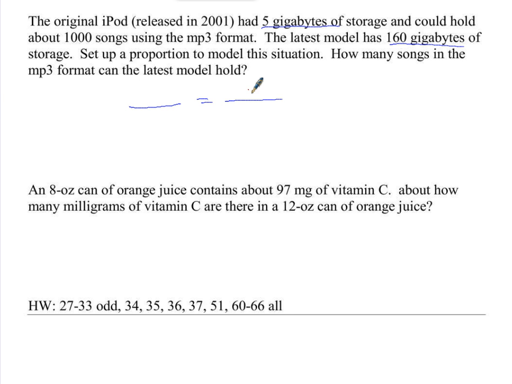All the stuff across the top has to match. You got to be talking about the same type of thing across the top, the same type of thing across the bottom, the same type of thing on the left and the same type of thing on the right. Okay? So in this case, we have original iPod, we have the latest model of the iPod, then we have gigabytes and gigabytes. Those are the things that we are putting into this proportion.